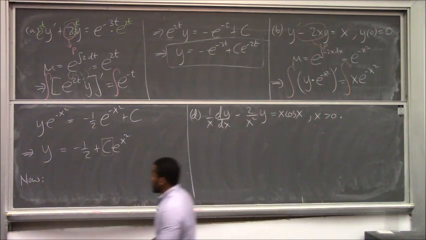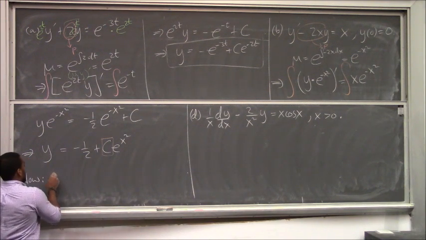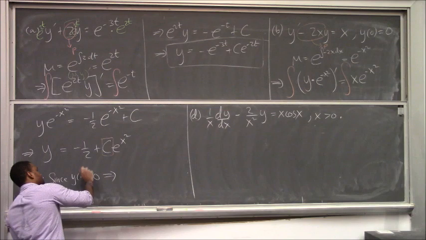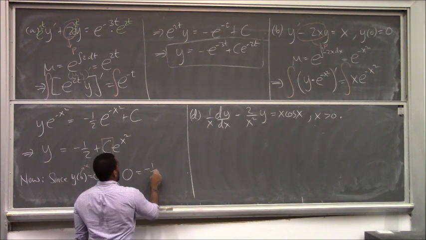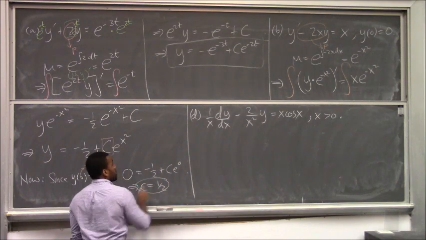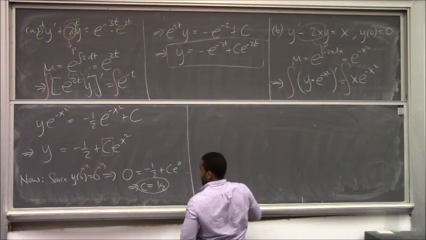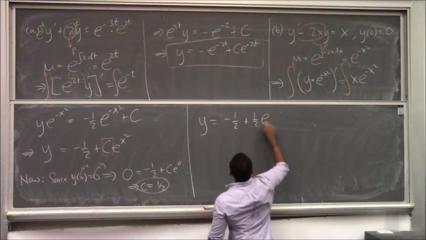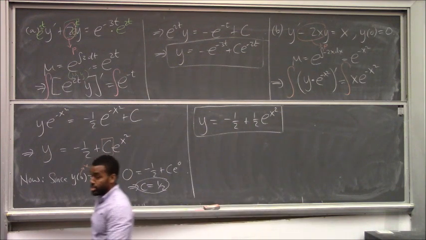Given that y of 0 is 0, this means if I plug in x equals 0, the y value is 0. So the 0 in here is the x value, and this here is the corresponding y value. So 0 is equal to minus 1/2 plus c, which means that c is equal to 1/2. And so now finally your solution is going to be minus 1/2 plus 1/2 e to the x squared. And this is the particular solution. It solves that differential equation and it passes through the origin.